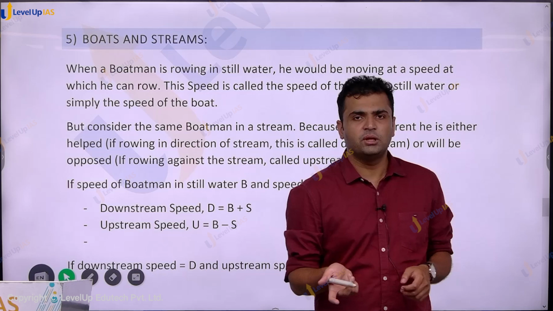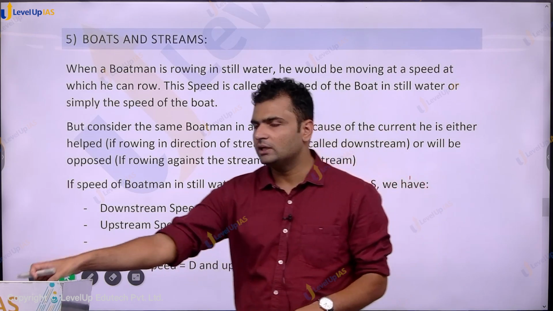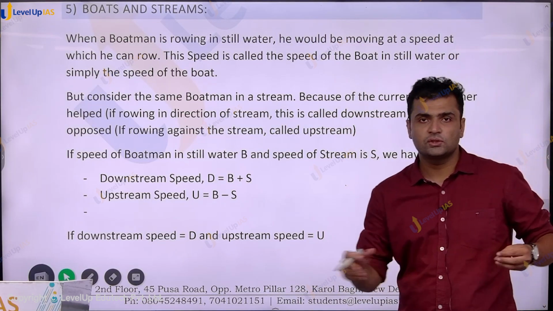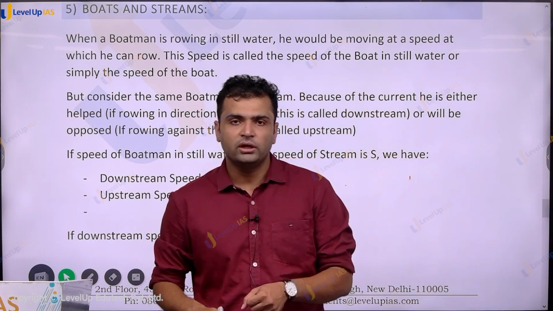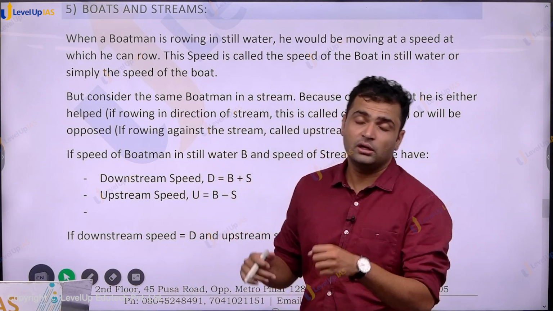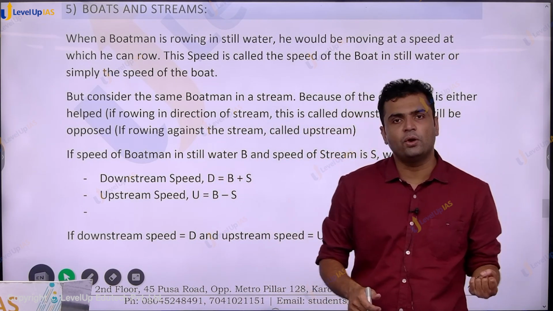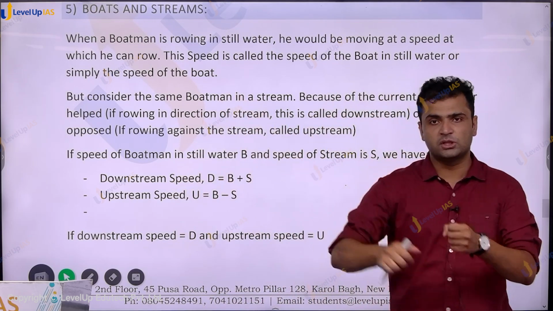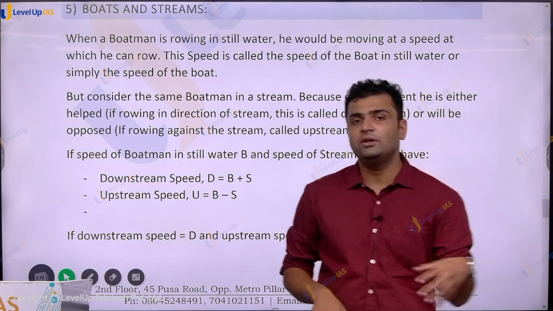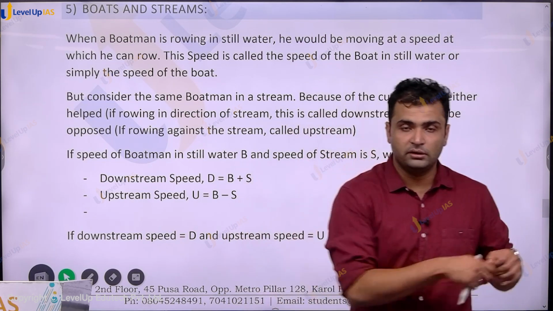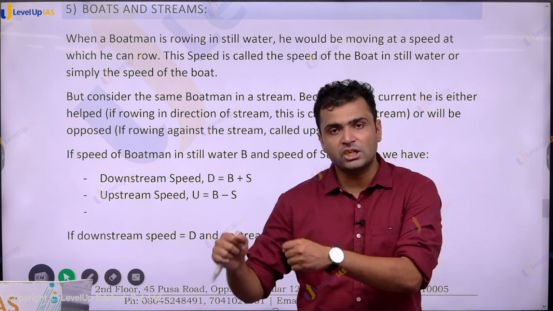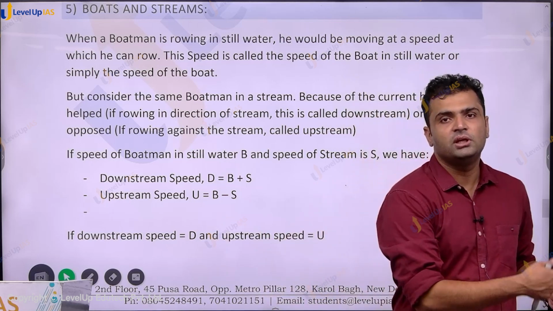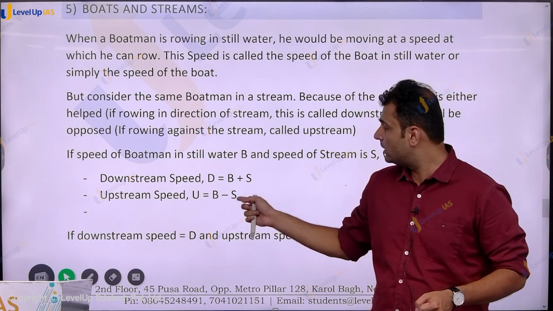Now, boats and stream problem. Again, very common type of problem that is asked by UPSC. We have a boatman who rows with certain power, and we have a stream. With his own power, he can travel in still water at the speed of B kilometers per hour, and the stream is traveling at the rate of S kilometers per hour. Then downstream, with the stream, he can get the speed up to B plus S kilometers per hour. Stream will push him, and upstream he can get speed up to B minus S kilometers per hour.